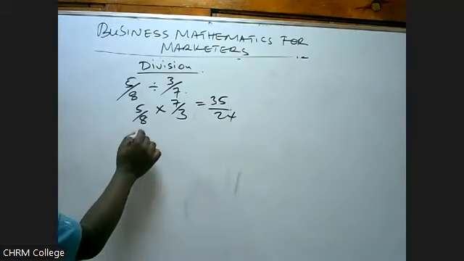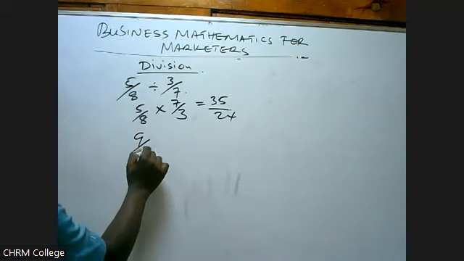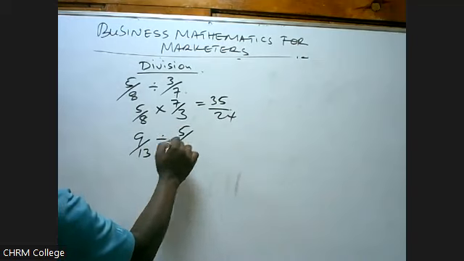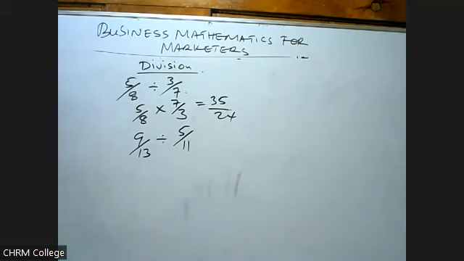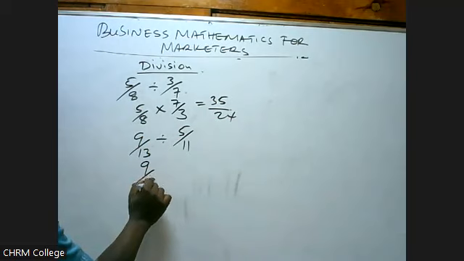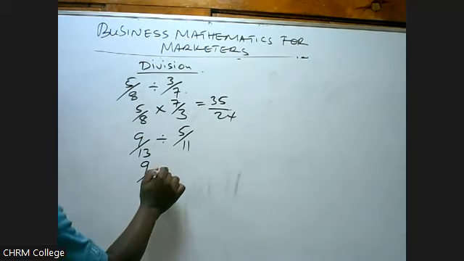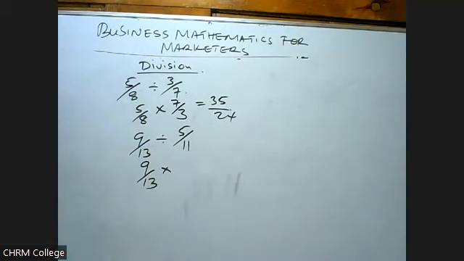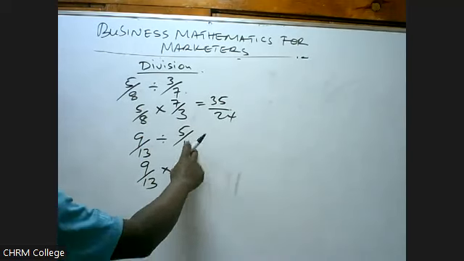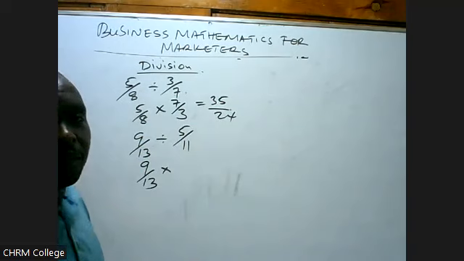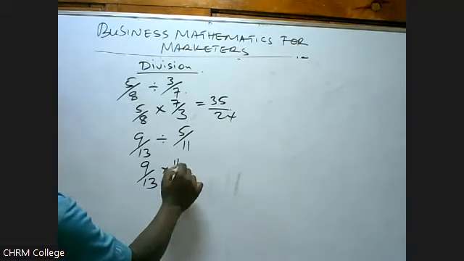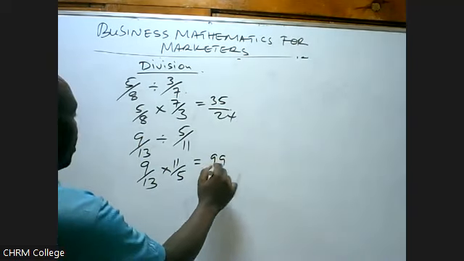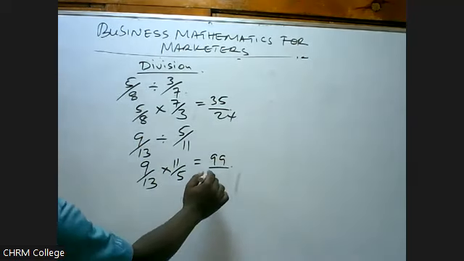If you have 9 over maybe 13, divided by maybe 5 over 11, you take the first fraction the way it is. Then you multiply, but when you replace the division with multiplication, the second fraction will change. The numerator becomes the denominator and the denominator becomes the numerator, so times 11 over 5. You find that this one is going to be equal to 99 divided by 65.